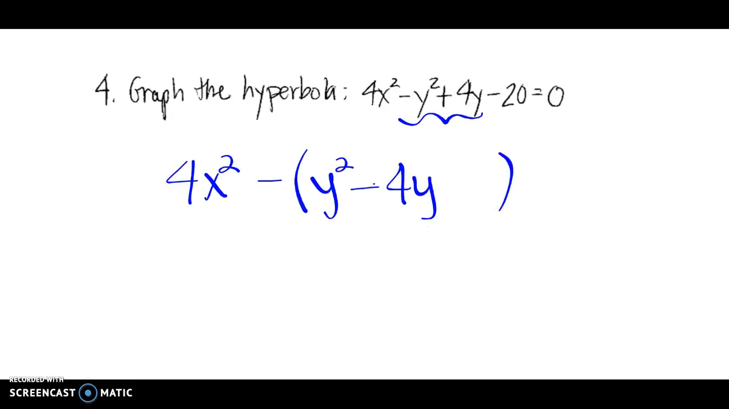And what are you going to do with that minus 20? Add it to the other side. That is the absolute correct answer. Complete the square. What are you going to add? Right, half of negative 4, negative 2 squared is 4.